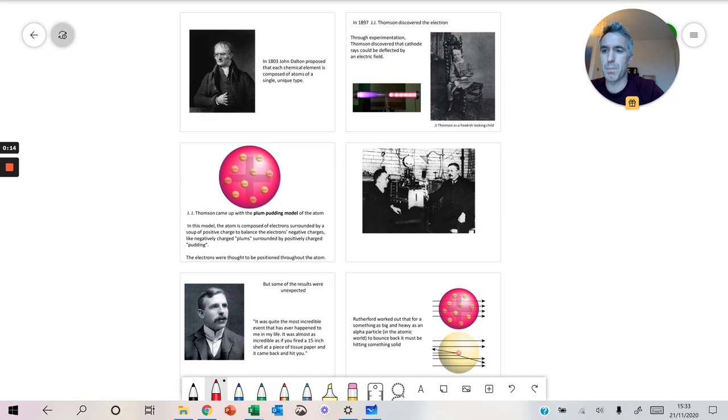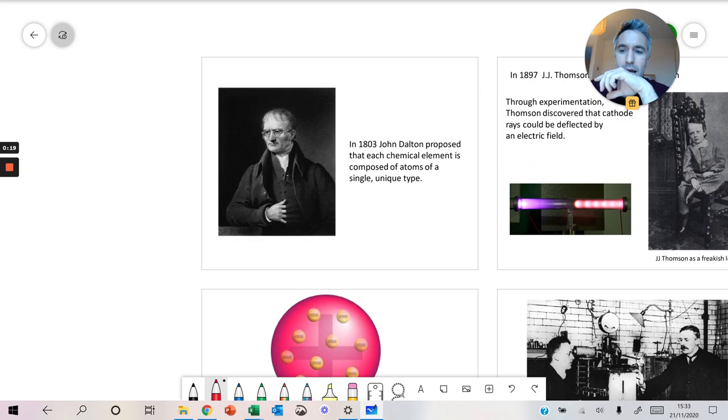John Dalton proposed atoms: each chemical element was made up of a single type of atom, a small particle. Back then, in 1803, no atoms had been discovered. This was just theorized. They didn't know anything about protons, neutrons, or electrons. He just came up with the idea of a particle, a ball, not much more. It was just an atom, and each element on the periodic table had a different atom.